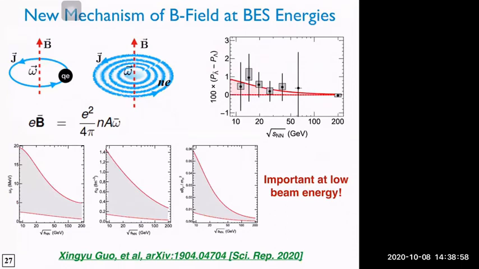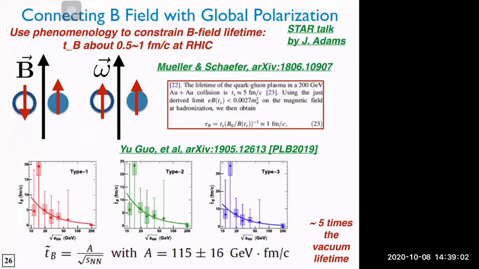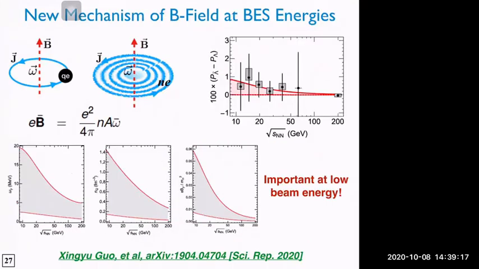At low energy, it's different. At low energy, as you can see from this fitting, if you want to explain that observed splitting, you would have to have a magnetic field that is 5 to 10 Fermi lifetime, which is not easy for the initial magnetic field. So we were thinking about what could provide a late magnetic field at low energy.